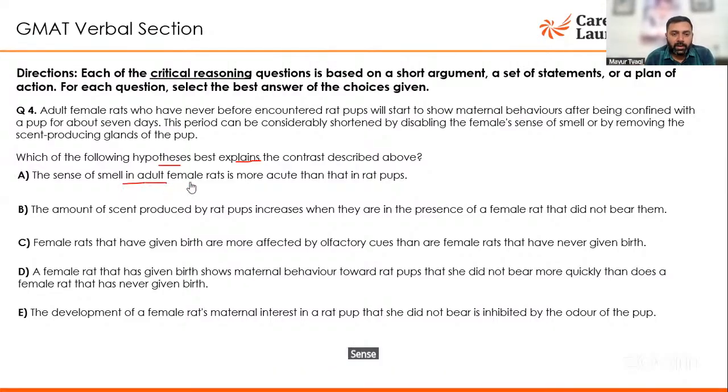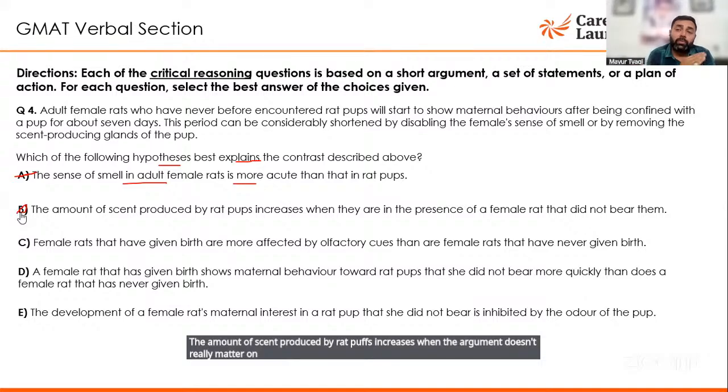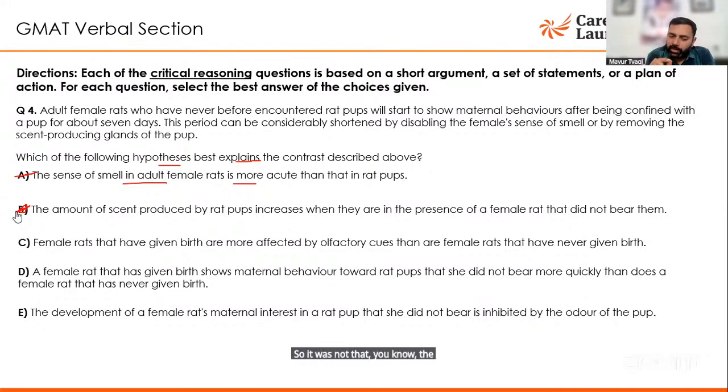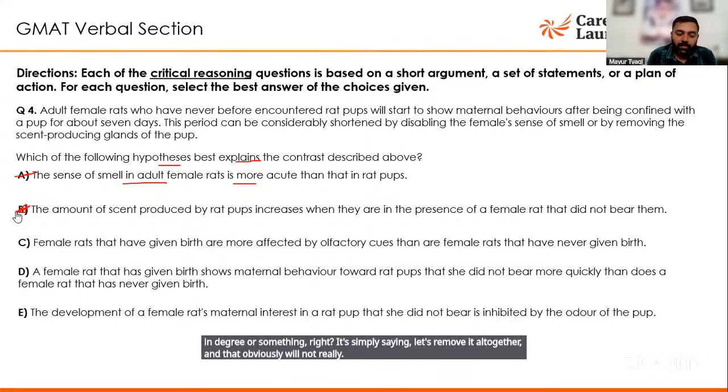Sense of smell in adult female rat is more acute than that of pups. Irrelevant. If that is the case, then it should not be. It's quite the opposite then, right? The amount of scent produced by rat pups increases when they are around. The argument doesn't really matter on amount or not. It is removing it completely. So it was not that they're removing or making it less in degree or something, right? It's simply saying let's remove it altogether, and that obviously will not really work here, right?